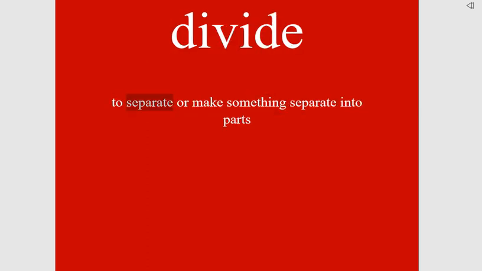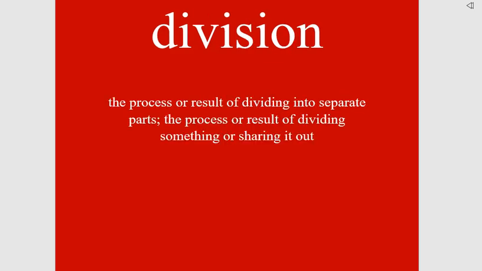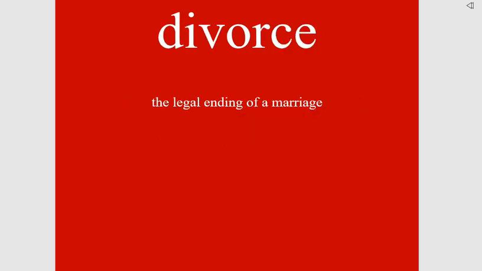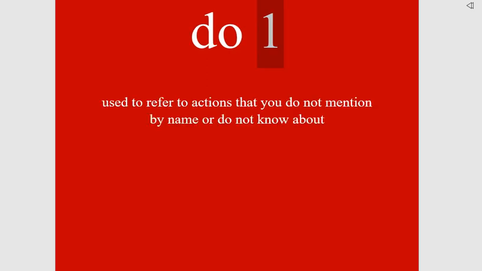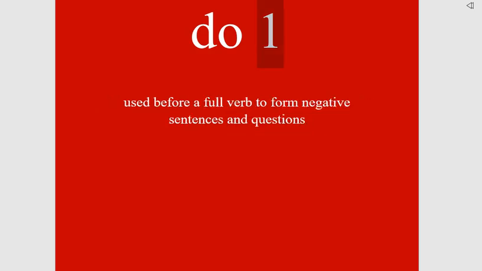Divide. To separate or make something separate into parts. Division. The process or result of dividing into separate parts, the process or result of dividing something or sharing it out. Divorce. The legal ending of a marriage. Divorced. No longer married. Do one. Used to refer to actions that you do not mention by name or do not know about.